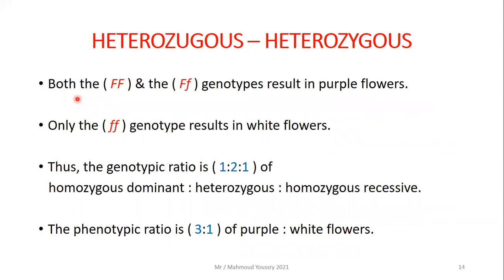Both the capital F capital F and capital F small f genotypes result in purple flowers, so this is the same phenotype. Only the small f small f genotype results in white flowers. So the genotypic ratio is 1 to 2 to 1: 1 homozygous dominant, 2 heterozygous, and 1 homozygous recessive. But the phenotypic ratio is 3 to 1, which is 3 purple to 1 white flowers.